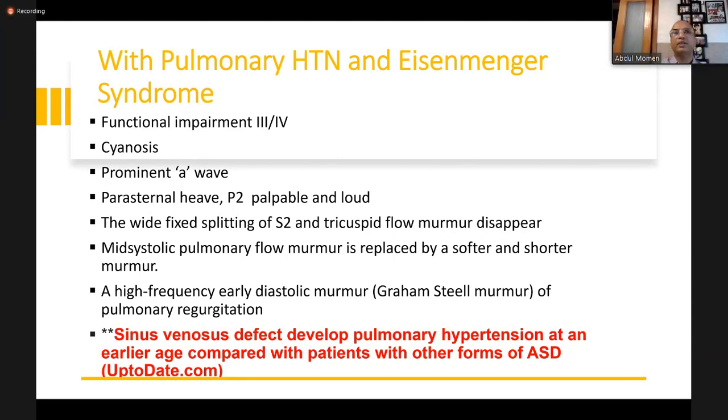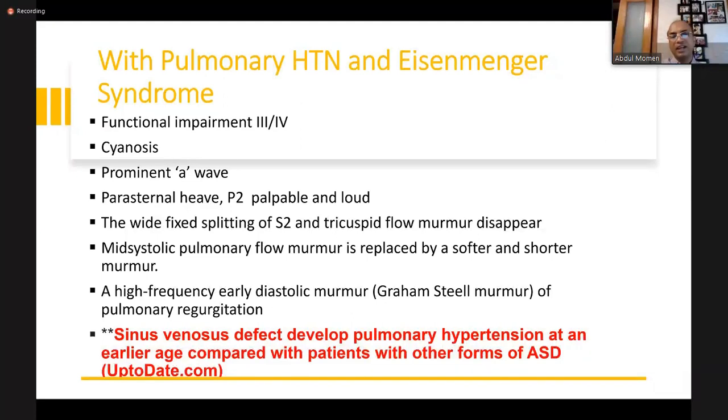এটা নিয়ে আমাদের স্যারদের মধ্যে একটা কন্ট্রোভার্সি ডেভেলপ করছিল কোন একটা পরীক্ষা যে কারা আর্লি পালমোনারি হাইপারটেনশন ডেভেলপ করে। So it is the sinus venosus type of defect that develops the pulmonary hypertension earlier than any other form of ASD, even earlier than ostium primum defect.